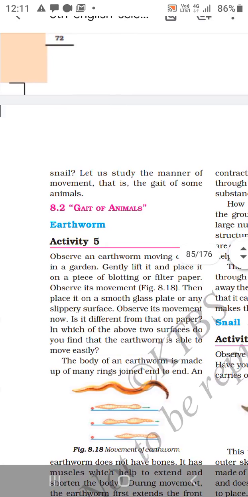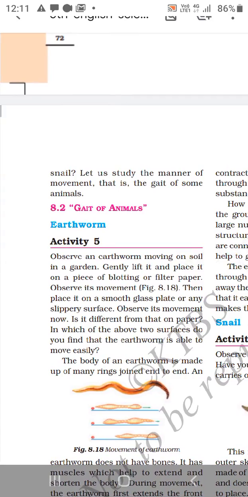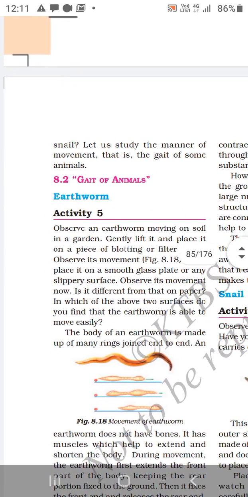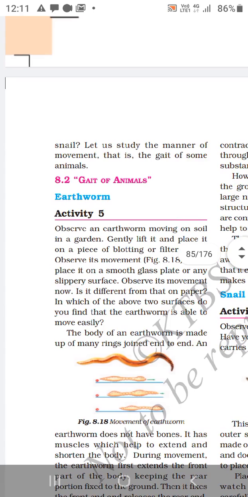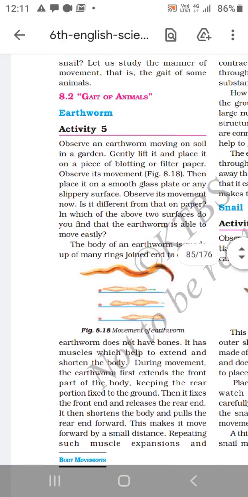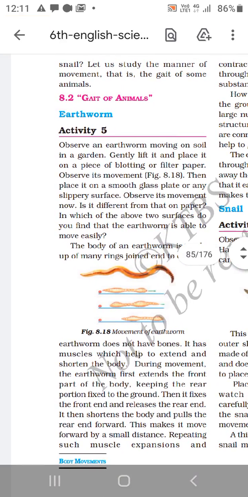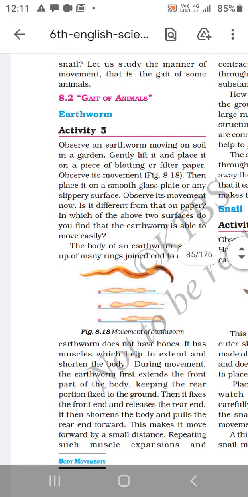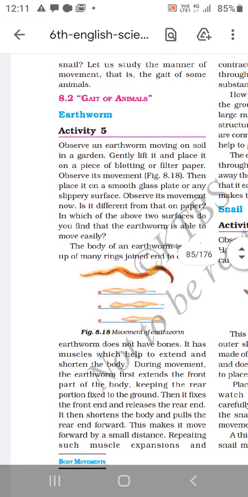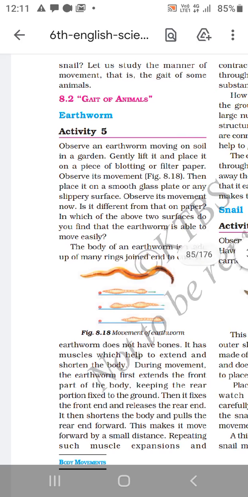The body of an earthworm is made up of many rings joined end to end. An earthworm does not have bones. It has muscles which help it to extend and shorten the body. During movement, the earthworm first extends the front part of the body, keeping the rear portion fixed to the ground. Then it fixes the front end and releases the rear end. It shortens the body and pulls the rear end forward. This makes it move forward by a small distance.